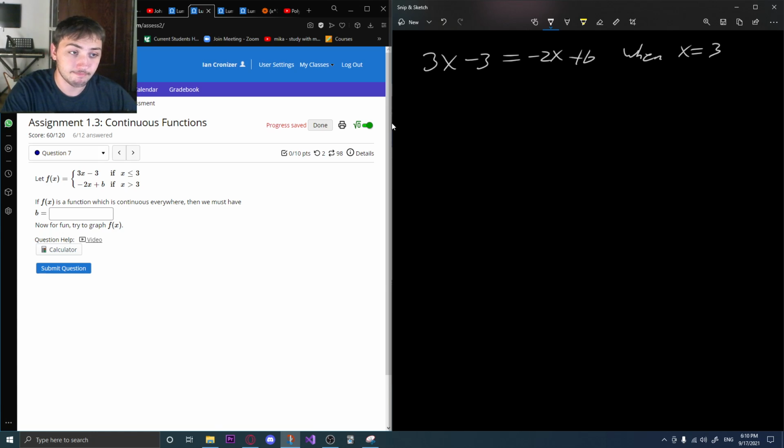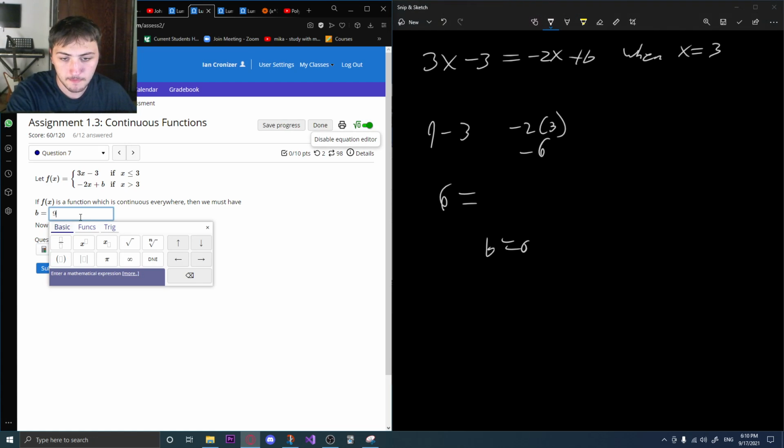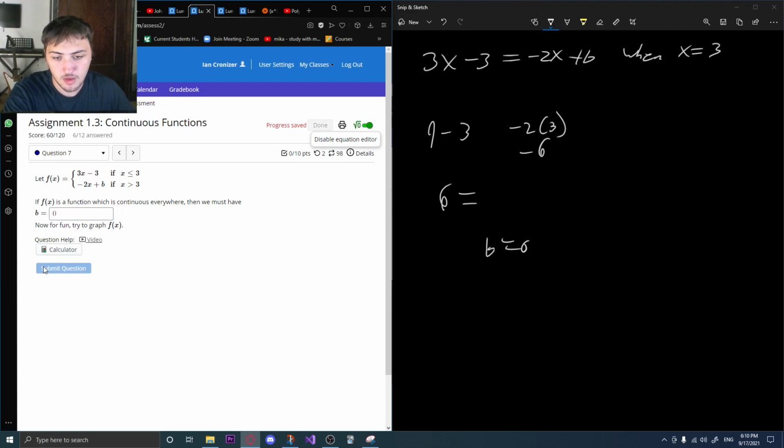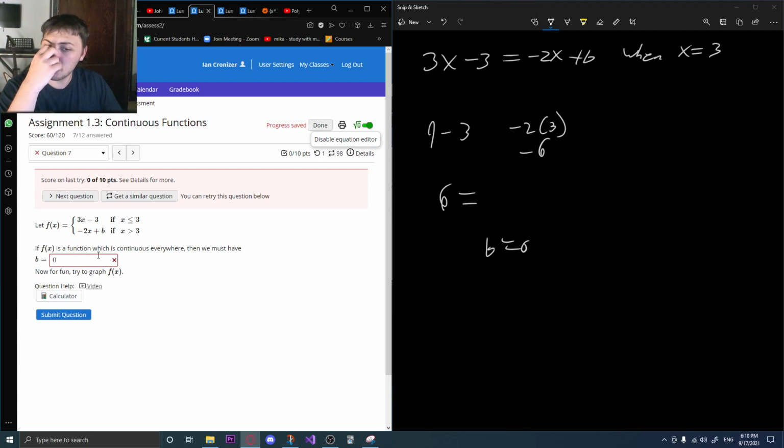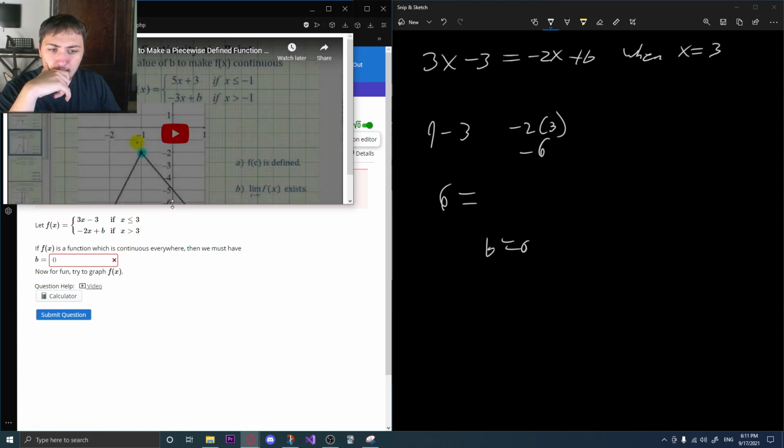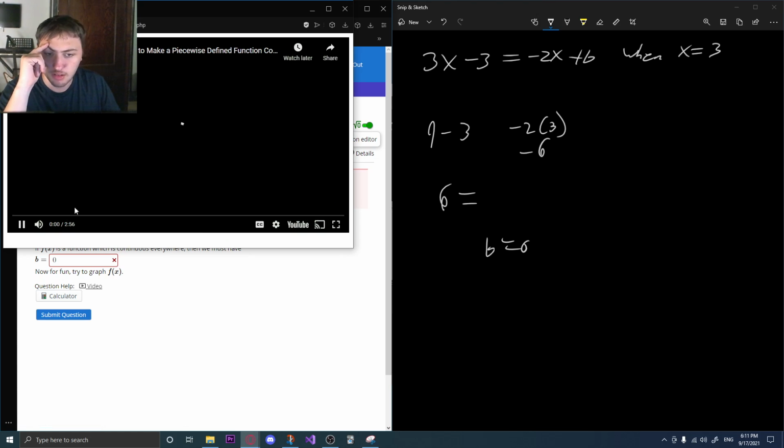Well, this is going to be 9 minus 3, which is going to be 6, equals negative 2 times 3, which is going to be minus 6. So b equals 0. No, weird. I swear this is how it's done.